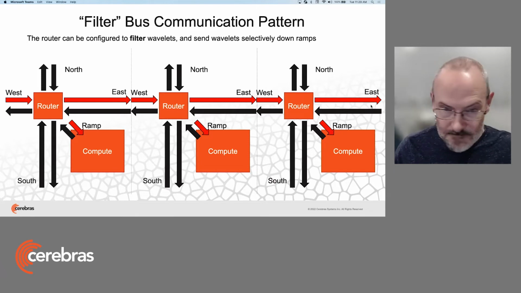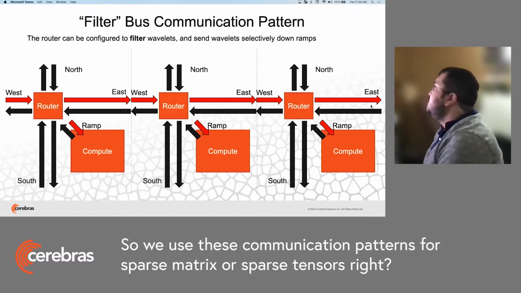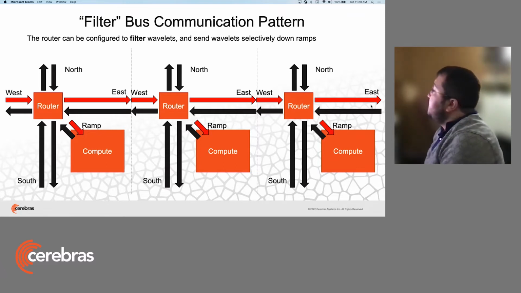I have a question. Yeah. So we use this communication pattern especially for sparse matrices or sparse tensors, right? So we can basically program the router to only get non-zeros, or we can distribute non-zeros to different PEs.